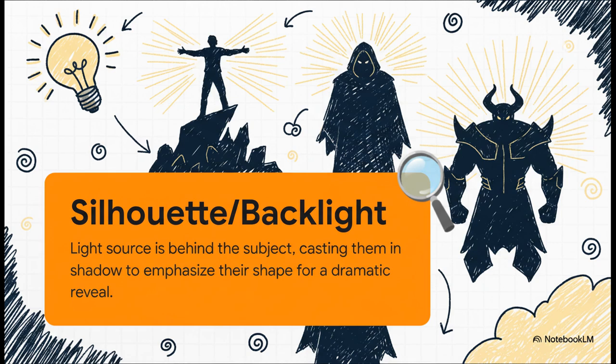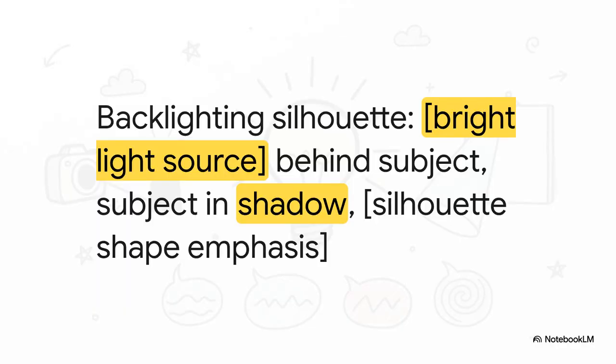Next up, the silhouette. So classic. By putting the main light source behind your subject, you hide all their features and you force the audience to focus only on their shape. This is just fantastic for dramatic entrances, mysterious figures, or the big villain reveal. Now, when you're prompting for a silhouette, the most critical detail is the light's position.